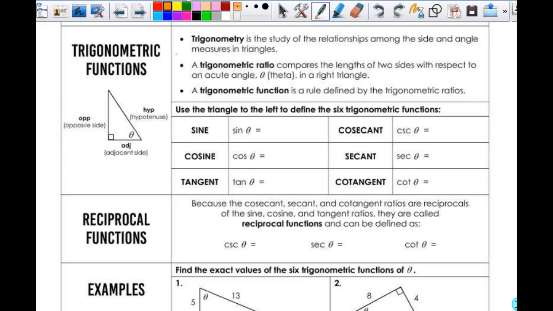Ratio in math always means what? Fraction. Ratio means fraction. Okay, so set up a fraction. A trigonometric ratio compares the lengths of two sides with respect to an acute angle theta. That's why we look at the Greek alphabet. A trigonometric function is the rule defined by the trigonometric ratios. So sometimes I use those words interchangeably, like which trig ratio do we need or which trig function do we need? It's the same thing.